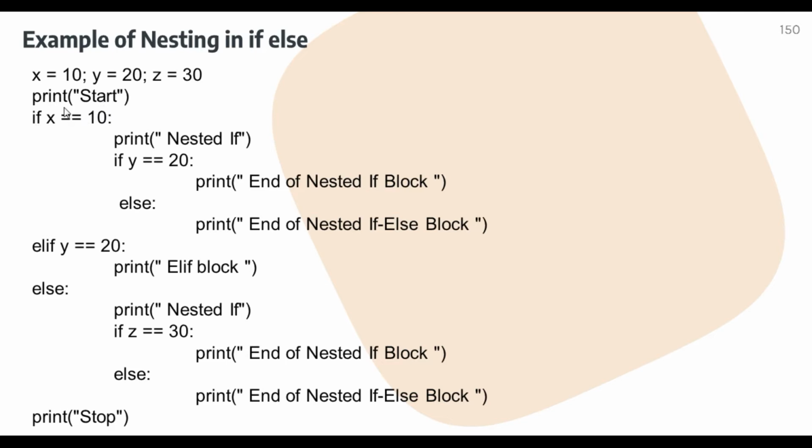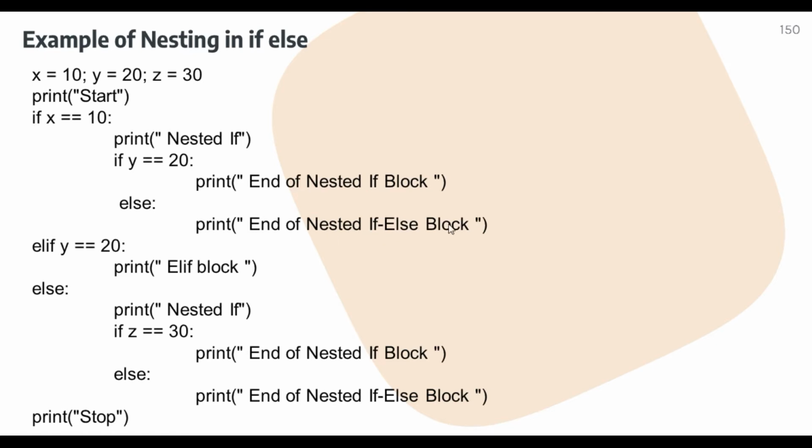if x double equals 10. We know x equals 10, so it will be true, and it will print nested if. Then the control will go to the if comparison again. Here it will check y also, because we check y after checking x. So y double equals 20. If it is true, it will print end of the nesting of block, otherwise it will show end of the nesting if else block.